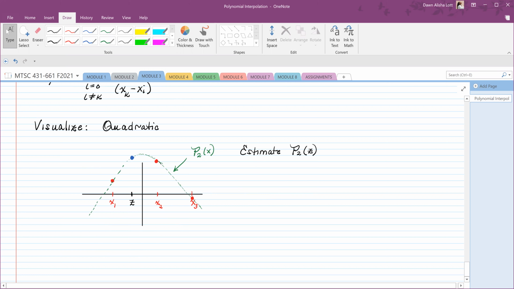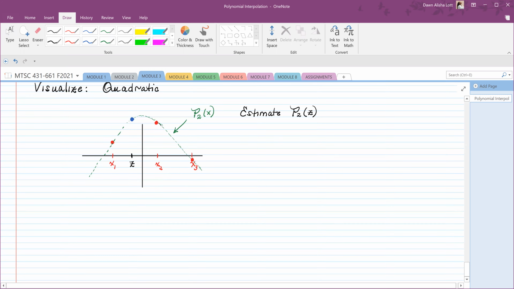Now, if I tried to find the value of something out here, x4, if it's less than x1 or greater than x3, I would be extrapolating. But we're not talking about extrapolation, we're talking about interpolation. So I can only look at what I would guess the polynomial would be for values greater than x1 and less than x3.